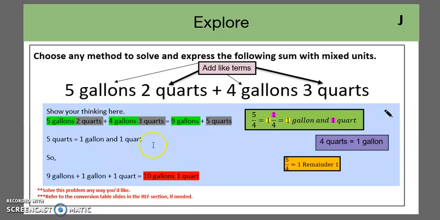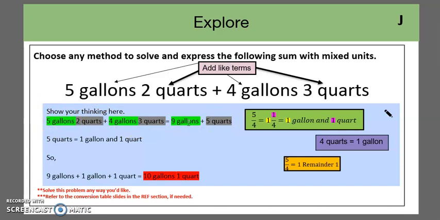Okay, so again, we want to think about adding like terms. We have gallons and quarts. When we add 5 gallons and 4 gallons, we have 9 gallons altogether. Here we have 2 quarts and 3 quarts, and when we add those two values together, we have 5 quarts. I color-coded this for you so you can see that we're adding like terms.